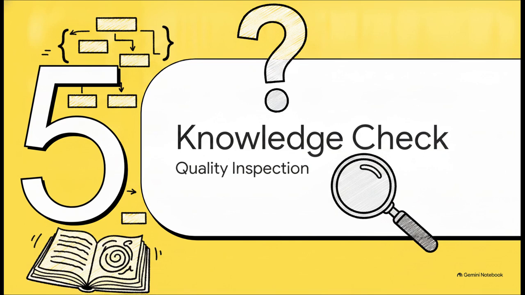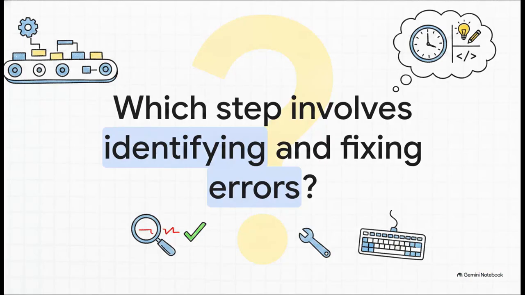Section 5. Quick Knowledge Check. Quality Inspection. Okay, I've been doing a whole lot of talking, so let's just pause for a second to see what you've absorbed so far. Think back just a moment to that assembly line we just looked at. Which step of the program development cycle involves identifying and fixing errors? I'll give you a second to think.